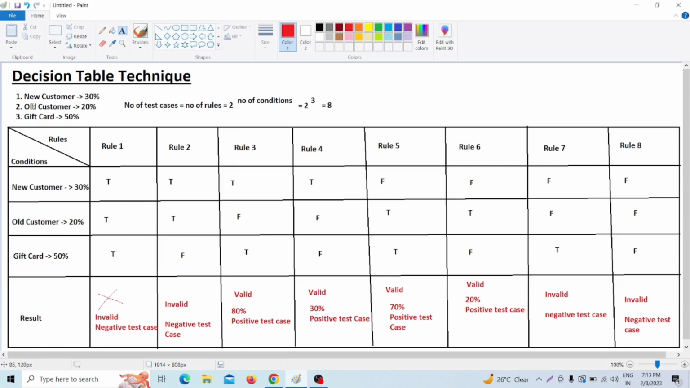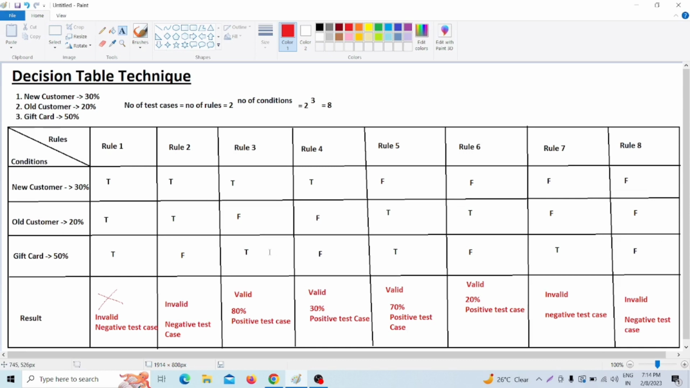So if there are 3 conditions, the number of test cases will be 2 to the power 3, that is 8. If there are 2 conditions, then the number of test cases or number of rules should be 2 to the power 2 equals 4. If there are 4 conditions, then 2 to the power 4 equals 16. If there are 5 conditions, 2 to the power 5. If there are 6 conditions, 2 to the power 6. So don't worry about that. You can blindly draw the diagram and you can easily get the test cases.